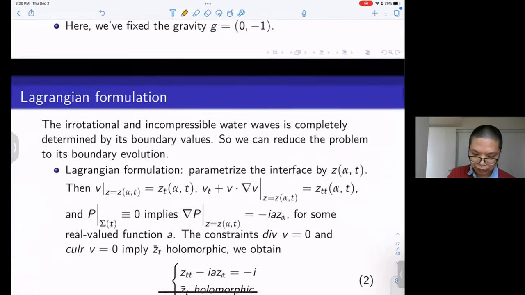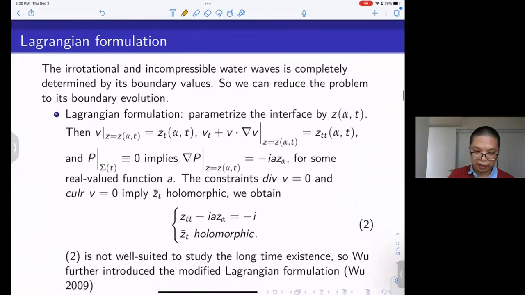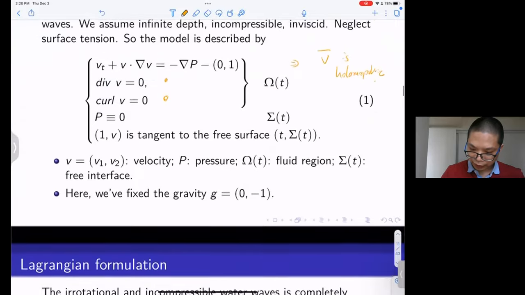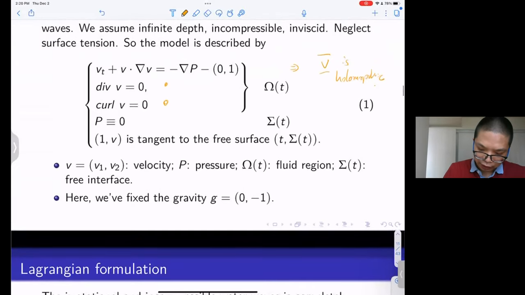Okay, then we use the Lagrangian formulation of this water wave problem. Let me go back again. Because V bar is holomorphic, the V here is completely determined by its boundary value. So we can reduce our analysis to the interface.